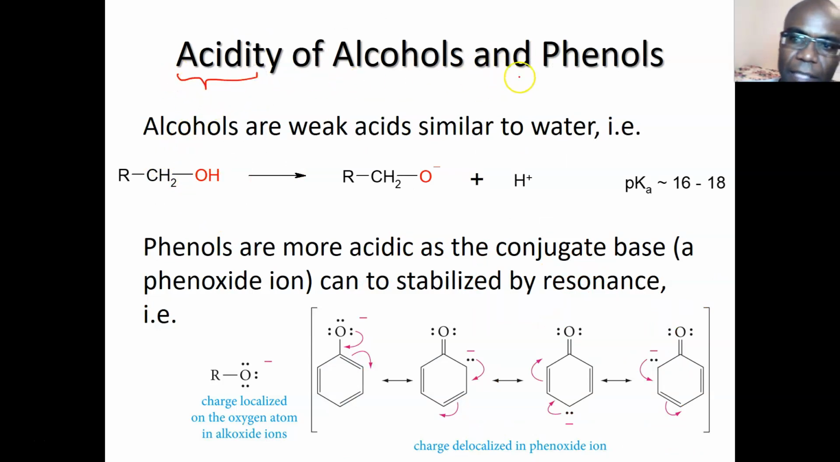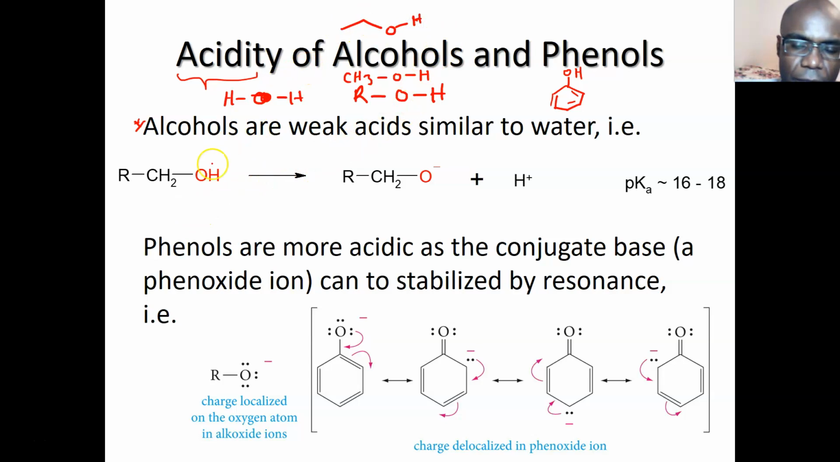Acidity of alcohols and phenols. Phenols are alcohols, but they are aromatic alcohols. They are special alcohols. So alcohols are weak acids and they are very similar to water. The structure of water is like this, HOH. The structure of alcohol will have a carbon containing group and OH. So they are very similar. The smallest alcohol obviously is methanol, and then the one we drink in beer is mostly ethanol. Now, whatever water does, the alcohol will tend to do.